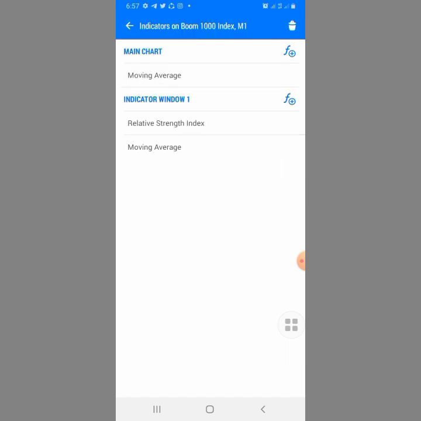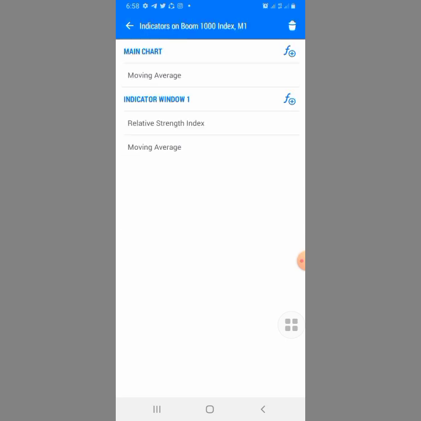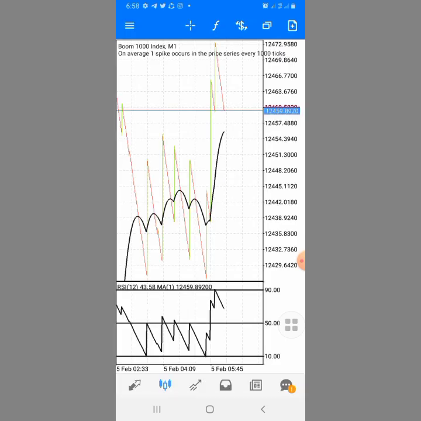Inside of the window indicator, you have to add another indicator here. Click on this F button. You will add a moving average. At this time I'm using period 1, shift 0, exponential moving average, apply to close. Then you click on done. So once you have done, your chart will look like this.